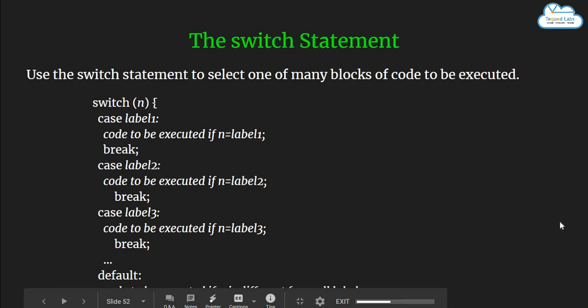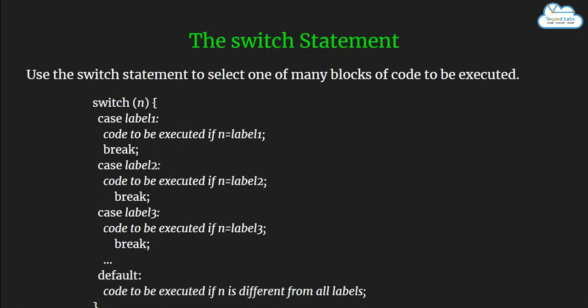Now the last conditional statement which we are going to study is the switch statement. Now switch statement is used to select one of many blocks of codes, right? To select only one block in different blocks of code, we are going to use switch statement, right? So this is how the switch syntax is. You can see the syntax here, right? So switch of n, case label 1, code to be executed if label 1, right? So you can use that.